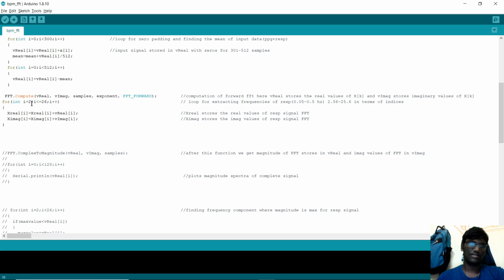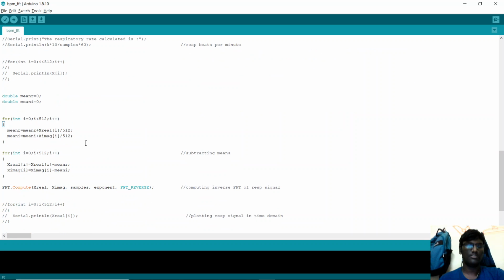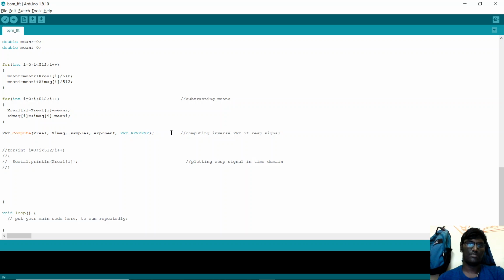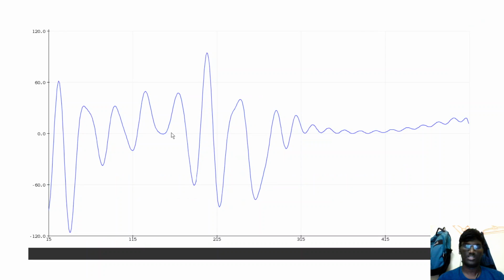Like I said, we take out the indices 2 to 25 and store them in x real and x imag, find the zero mean signal, and then perform the inverse Fourier transform. So let's take a look at that. This is the respiratory part of the signal, with parameters 2 to 26. Since I do not have an Arduino port connector, I cannot run the code right now, but the respiratory rate we get through this is about 20.1.